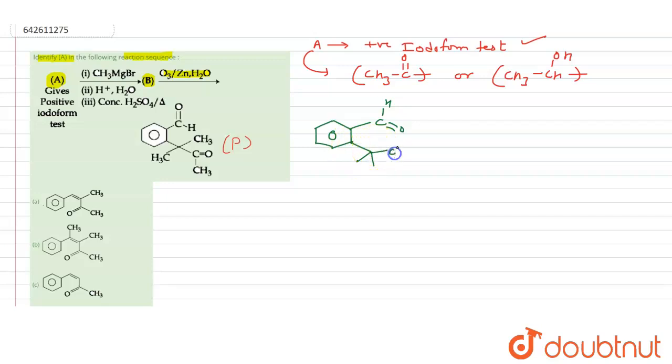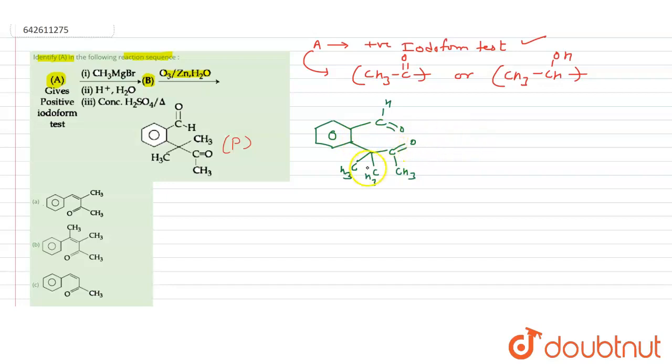And this is a carbonyl, and this is a methyl group again here. So this is our product P. You can write CH3 over here and CH3 over here. So you know that this product is forming when B undergoes ozonolysis.